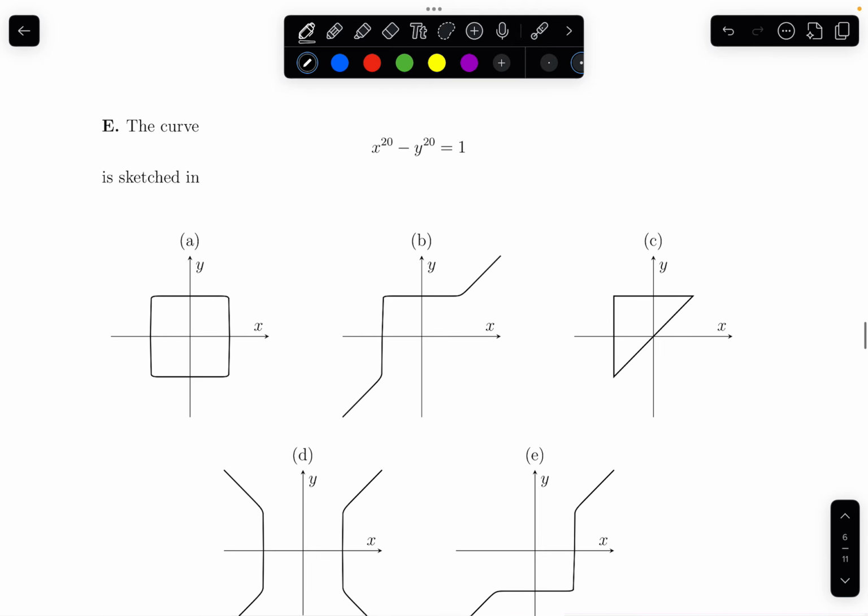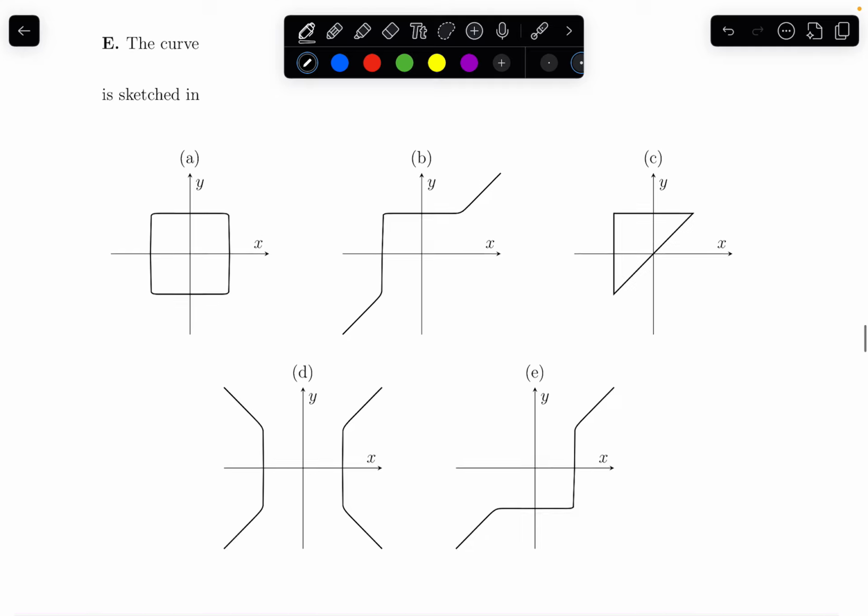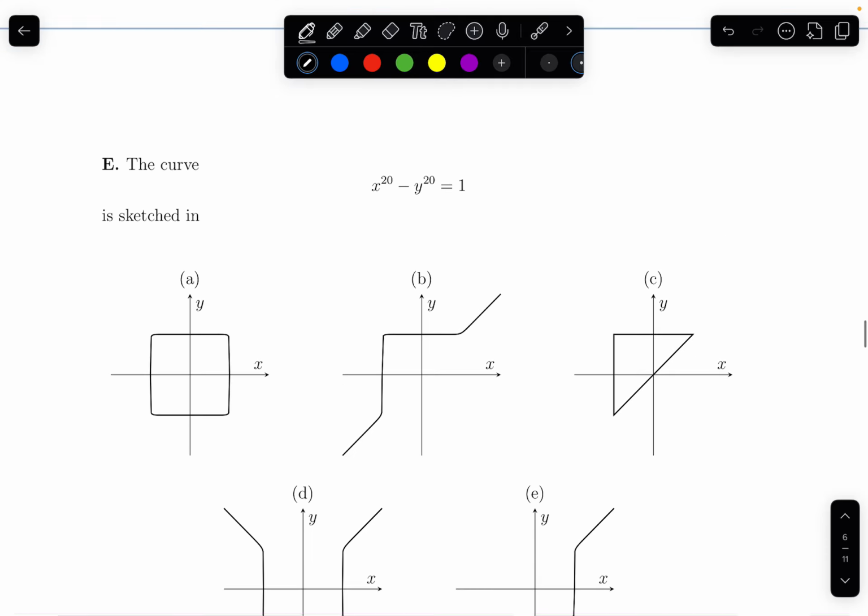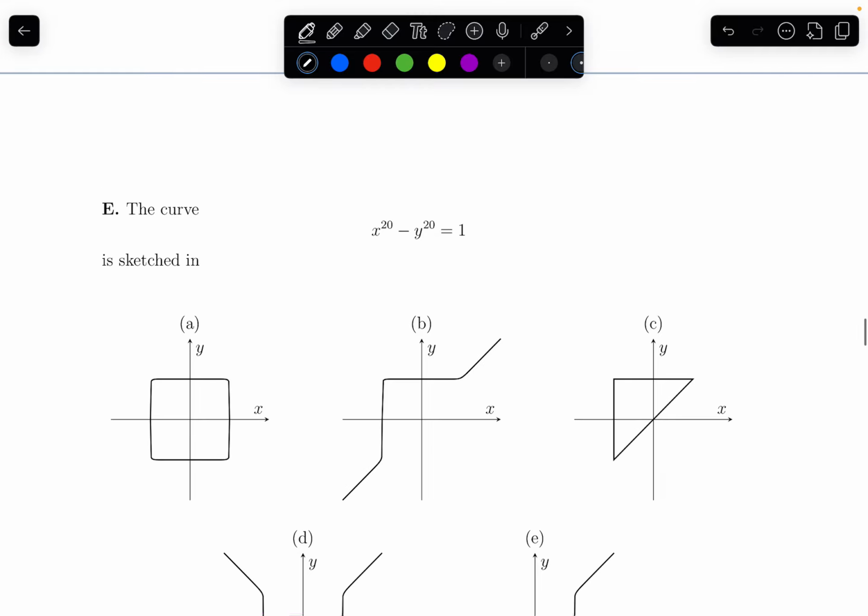The curve is sketched, so when I looked at that, it kind of looks like a circle, but not. It looks like a weird circle. If that was plus. So I just test x equals 0, give minus y to the 20 equals 1, so y to the 20 equals minus 1. Well, there's no solutions for that.